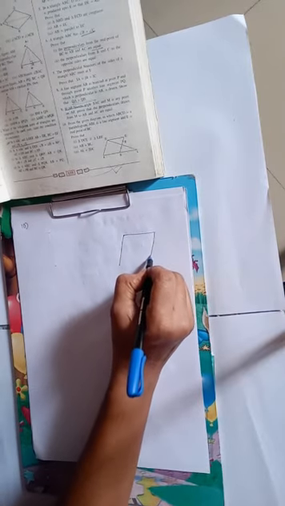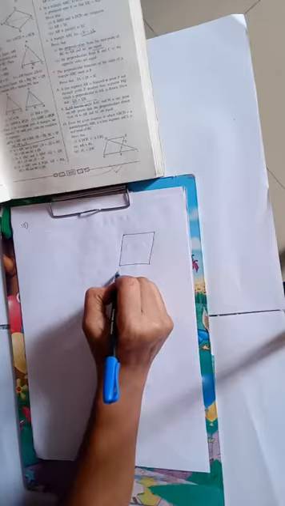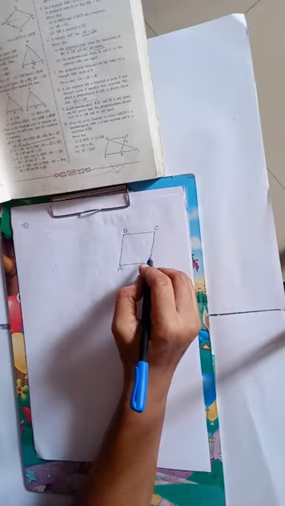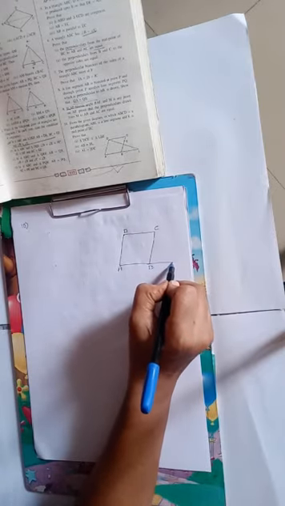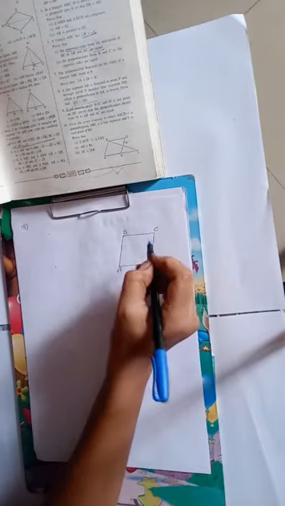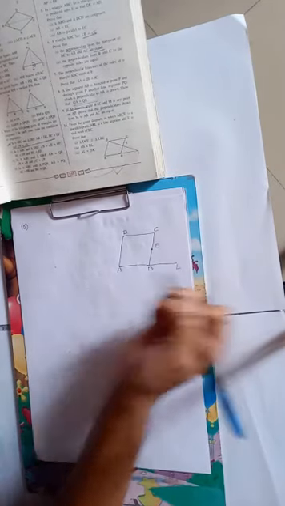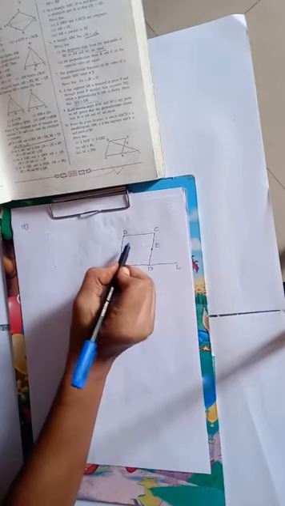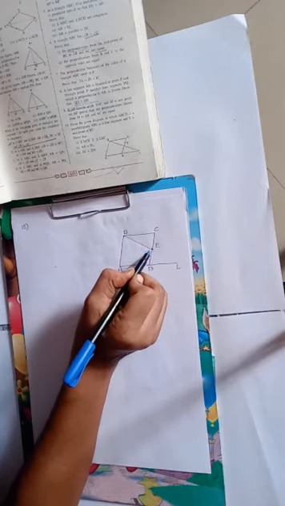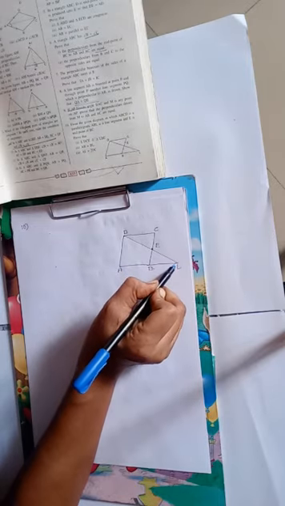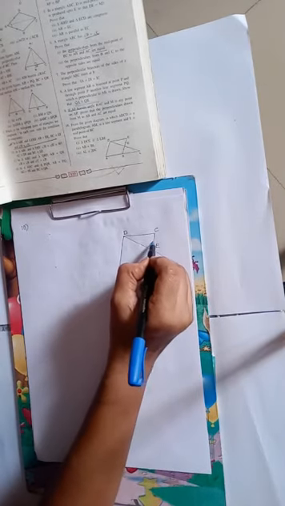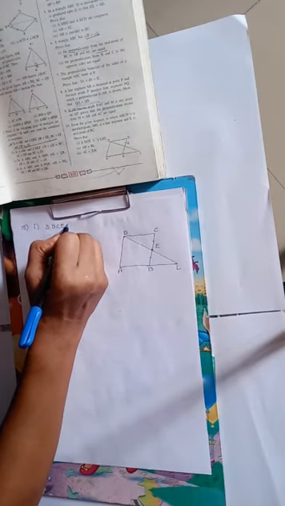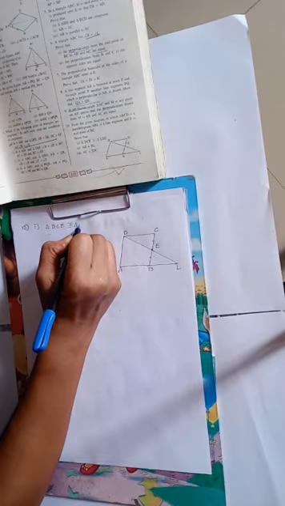The given is that ABCD is a parallelogram, and ABL is a line segment, and E is the midpoint of BC, and they join DE till it meets the line ABL. Now they asked to prove, first, triangle DCE is congruent to triangle LBE.